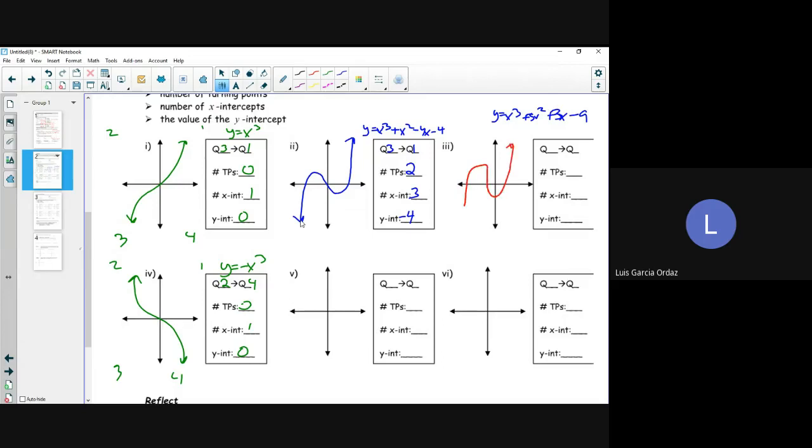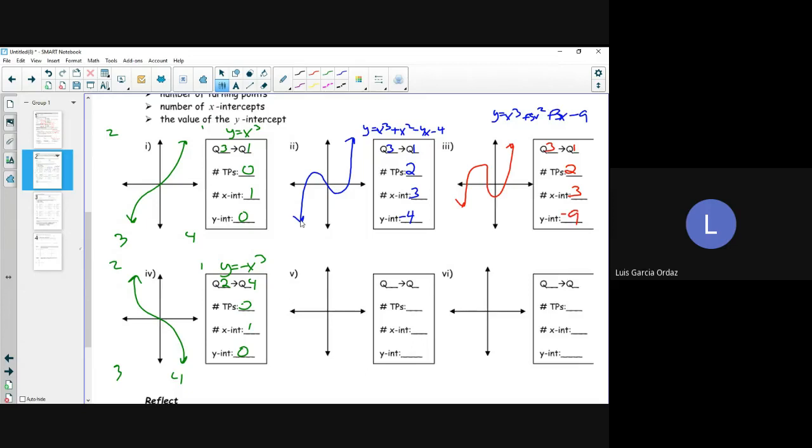There we go, different x-intercepts. So what quadrant did it start in? 3, and it finished in 1. How many turning points? 2. How many x-intercepts? 3. And what is our y-intercept?